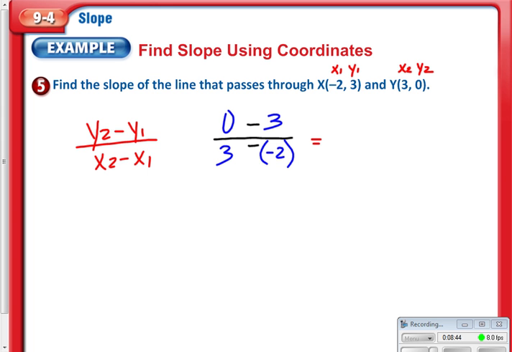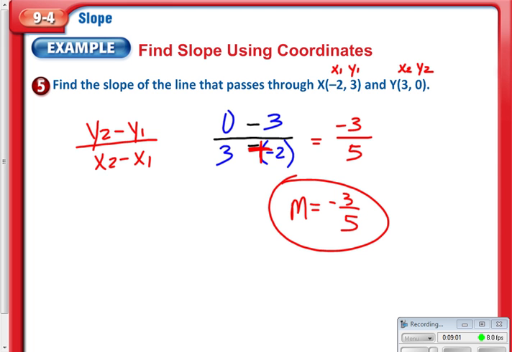0 take away 3 is negative 3, over 3 minus negative 2. Minus minus is a plus, so this is really saying 3 plus 2, which is 5. Therefore my slope is negative 3/5. This will conclude 9-4 slope.